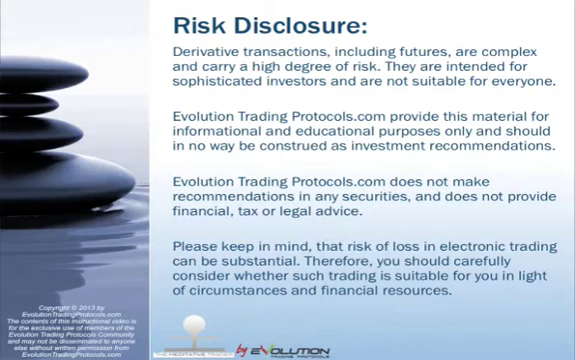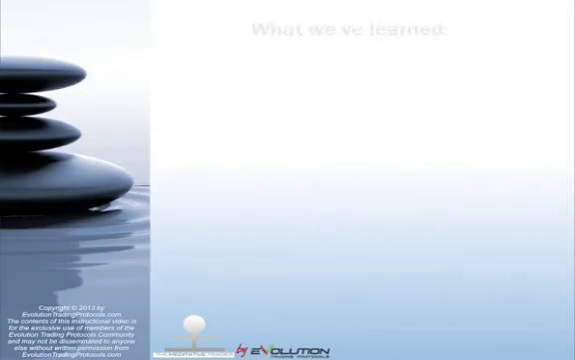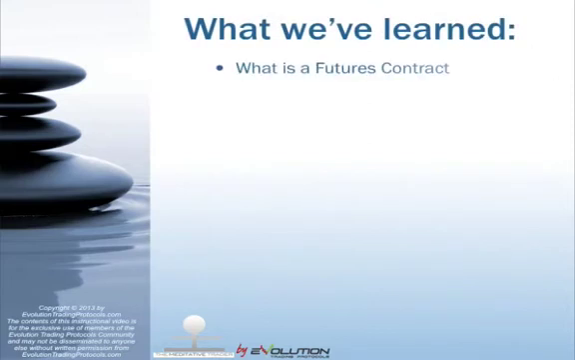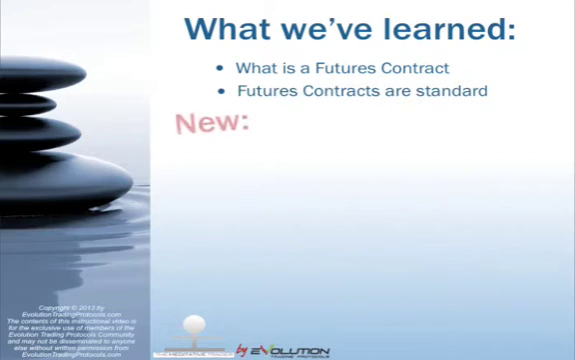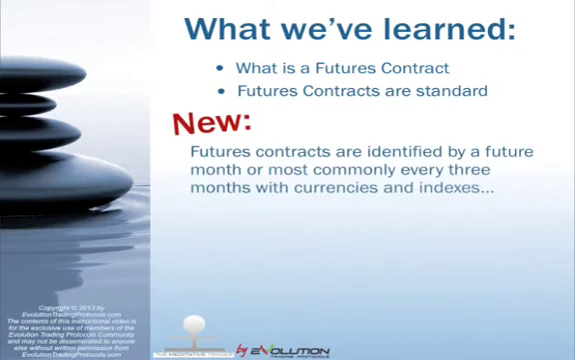In this video, we're going to explore what you need in order to start trading, in order to become a speculator. You now understand what a futures contract is and the fact that they all have a specific set of standard conditions, such as the date of delivery. We find then that when trading futures, we typically have contracts that are identified by a future month, most commonly every 3 months in currencies and indexes.